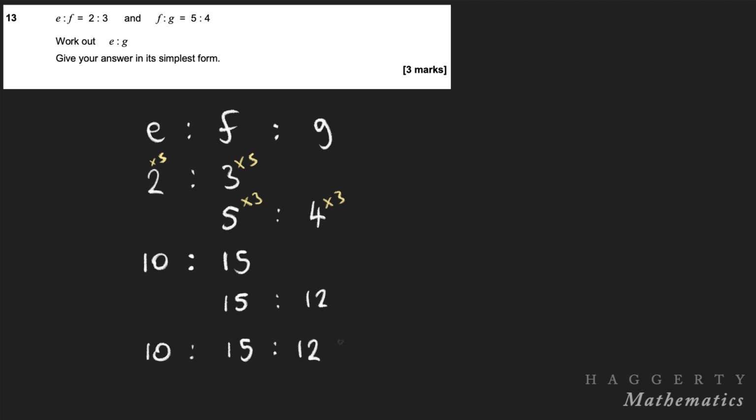And now we can see immediately what the ratio of E to G is. It's just going to be this 10 to this 12, right? So E to G, let's do it over here just on its own, 10 to 12. And you can cancel that down. You divide that by 2. It's going to be 5 to 6. And that right there is our final answer to this question. E to G is in ratio 5 to 6.